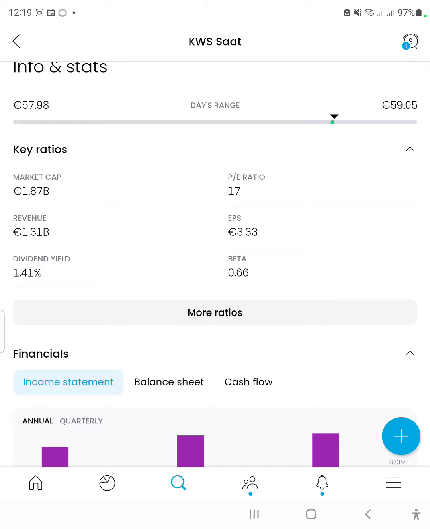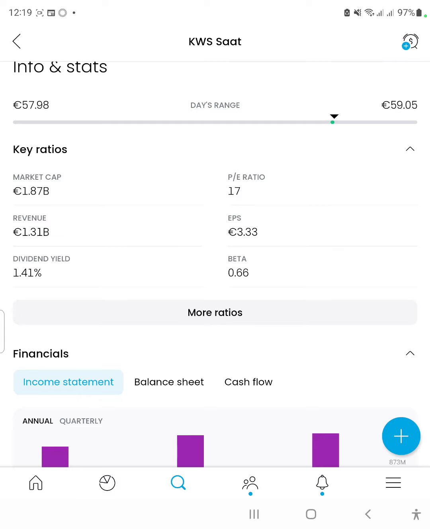The first being the market cap, which is the overall price of the company. The market cap is 1.87 billion euros, which is good. When we analyze stocks, we always say that it's good to invest in a stock that has a market cap of at least 1 billion.